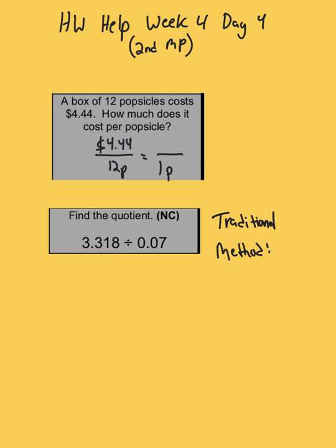As I do this, I know 12 divided by itself will get me 1, so I just do 444 divided by 12. And if I type that in, I get 0.37. So the unit price, or the cost for one popsicle, is 37 cents.